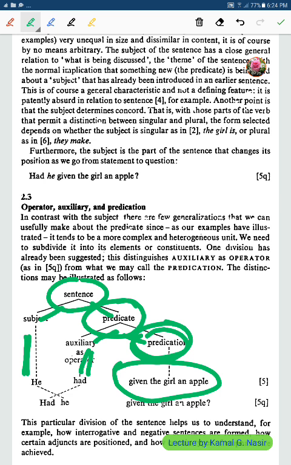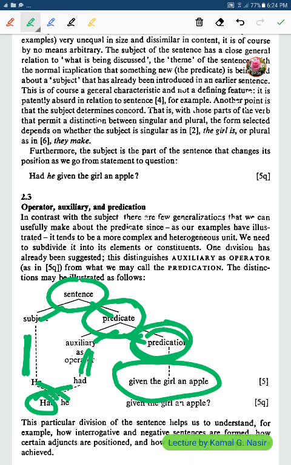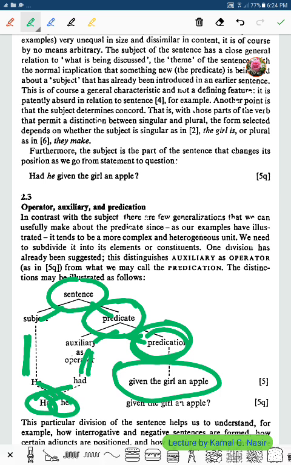If you wanted to make it a question, what do you do? You convert or reverse it. The operator, the auxiliary operator, goes at the beginning, and should be followed by the subject. Had he given the girl an apple? This is a question.